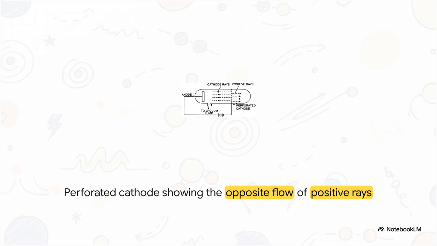Eugene Goldstein actually proved the existence of these positive bowling balls using a perforated cathode, essentially a negative plate with holes drilled right through it. While the tiny negative cathode rays shoot left to right toward the positive anode, those massive positive ions created in the gas are heavily attracted back toward the negative cathode. So, they flow backwards. And because they are so heavy, they build up incredible momentum, acting like heavy trucks driving straight through the holes in the cathode to the other side, forming what he called canal rays, or positive rays.